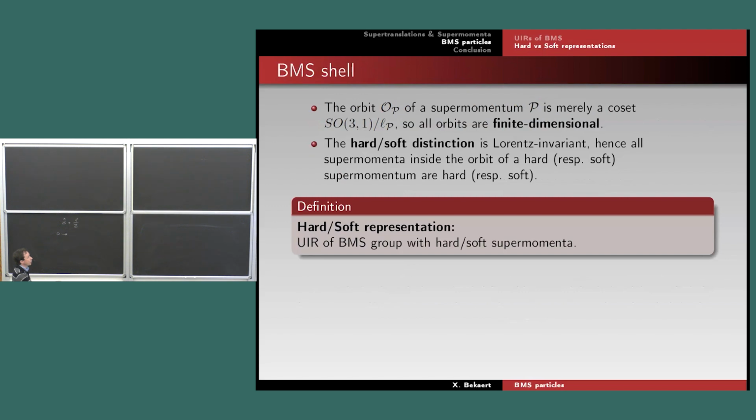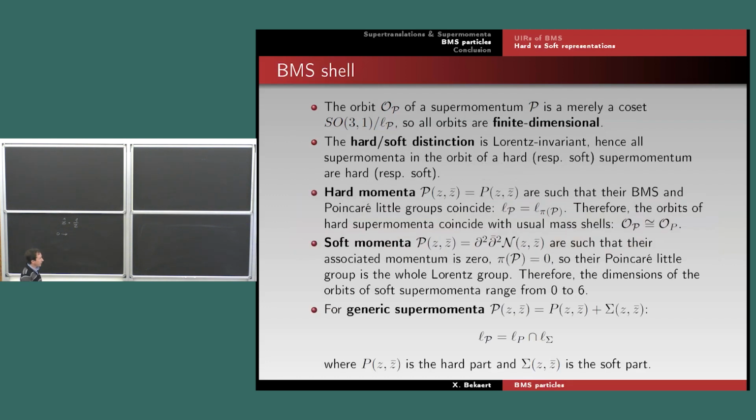Okay, so as I insisted, all orbits are finite dimensional. Another remark is the hard and soft distinction. It was Lorentz invariant, so clearly it also goes for the representations. And so hard and soft representations are respectively representations where the momentum is hard and soft. So, as was already mentioned by Yannick, when you have hard momentum and the corresponding orbit, in practice, the BMS and Poincaré little groups coincide, and therefore the corresponding orbits also coincide. So in practice, this also means that the wave functions coincide.